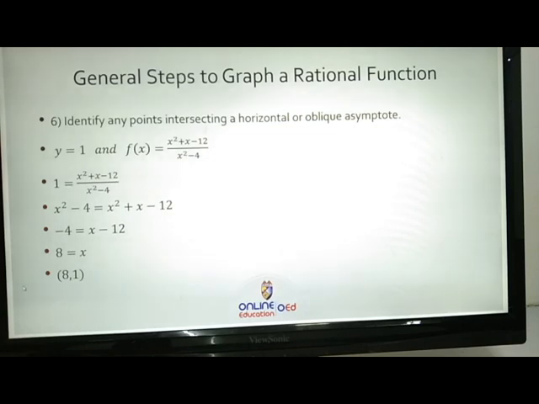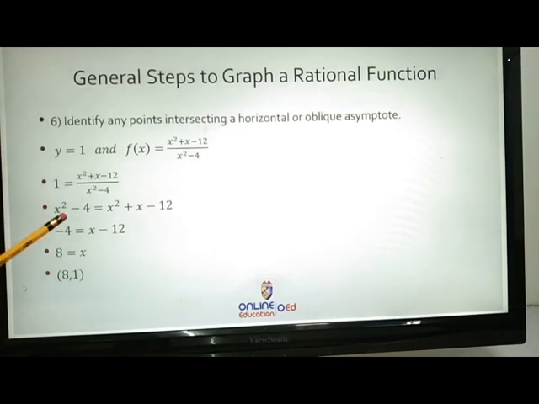Okay, 6, identify any points intersecting a horizontal or oblique asymptote. Okay, remember that y is equal to 1 for the horizontal asymptote. So, and f of x is x squared plus x minus 12 over x squared minus 4. So, you just have to equate them. And the resulting step would be to cross multiply to simplify the rational function. So, we have 1 times x squared minus 4, so x squared minus 4 equals x squared plus x minus 12.